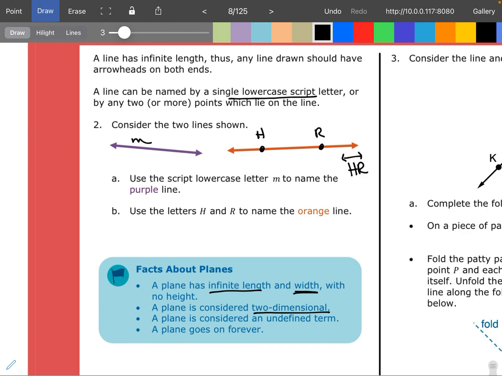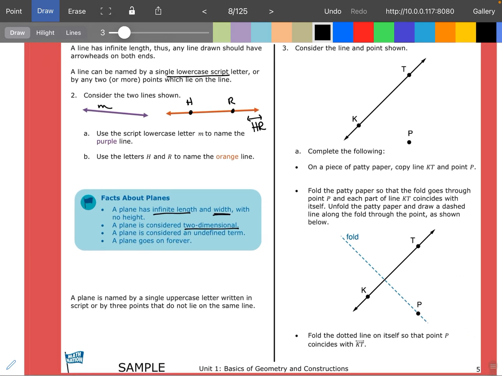We just have to name a plane by a single uppercase letter, or we would name it by three non-collinear points. So non-collinear means not on the same line. So you're going to hear collinear and non-collinear throughout geometry this year. Collinear, on the same line; non-collinear, not on the same line.